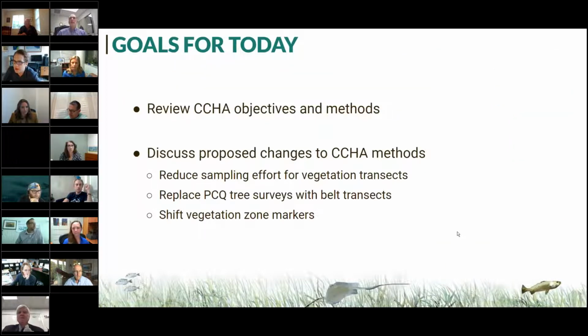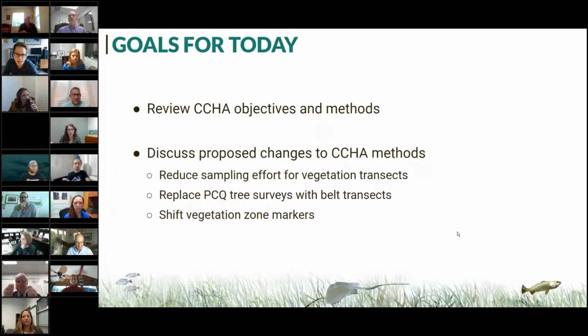So goals for this talk, as I said, I want to go over what this CCHA project is all about and what we're trying to do with it, some of the methods we're proposing to change. And in particular, there are 3 items up for discussion. One of them is proposed reduction of sample effort for vegetation transects. The second is replacing methods for sampling trees with the original PCQ method with another method, and then proposed change to shifting vegetation zone markers along the transect.